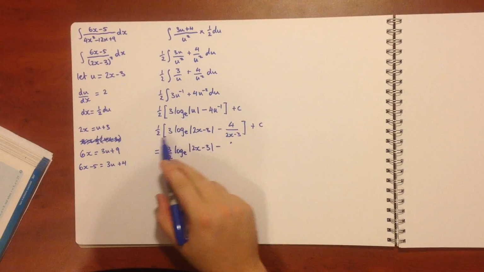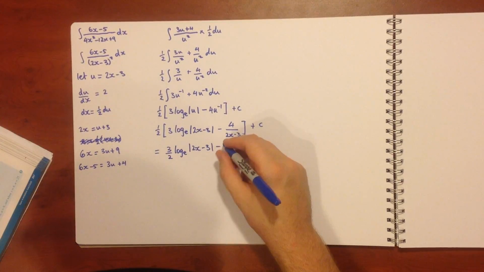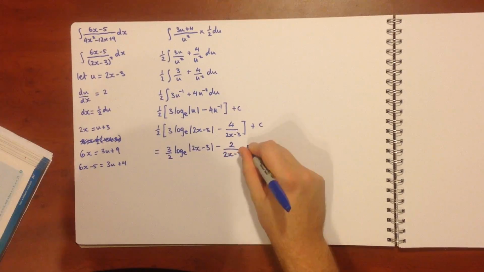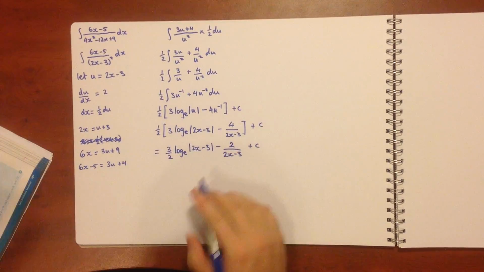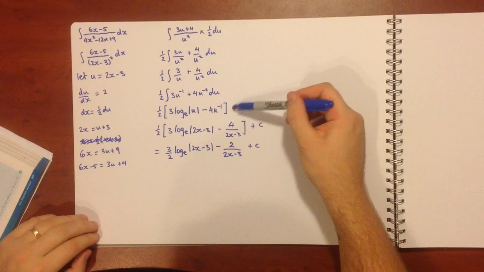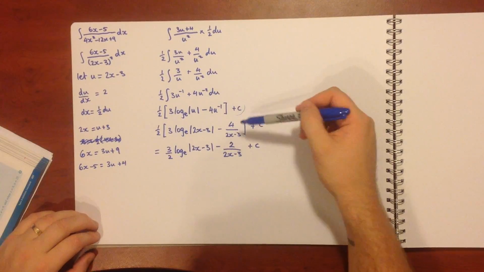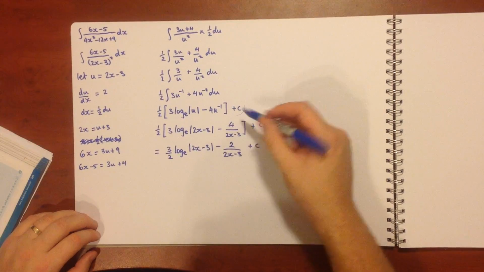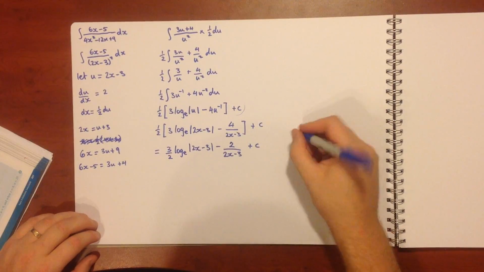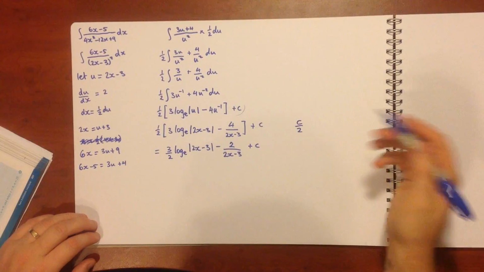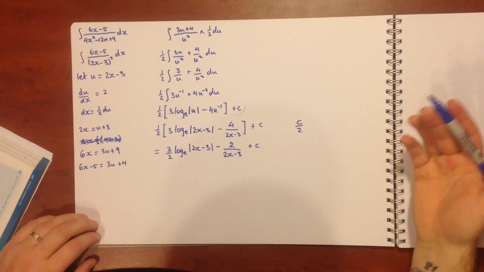well, our half can cancel out with our 4 to leave us with 2 over 2x take 3 plus c. So I've put the plus c outside of these brackets here. It actually wouldn't matter if you put it inside either. The thing to remember, if you put it inside and then multiply through by half, you don't need to make it c on 2, because c is just a constant.